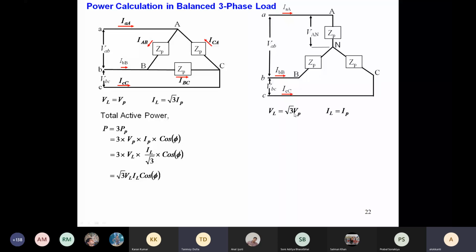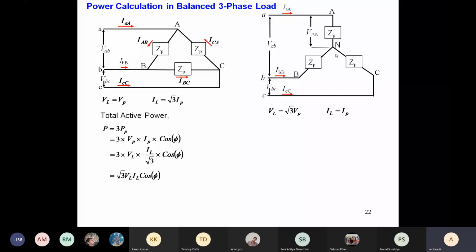Yes, sir, got it. Because in the previous case of the delta connection, VP was the voltage across each ZP, and VL was the voltage supplied between A and B and B and C and so on. And here they are different. So I got they are different, and the components have to be found out by resolving into the vectors. Yes, sir.